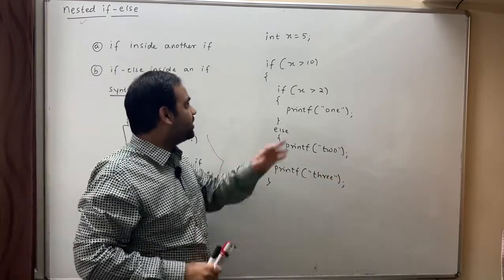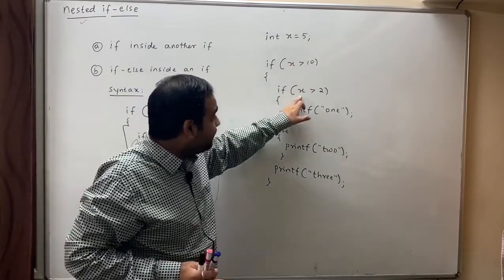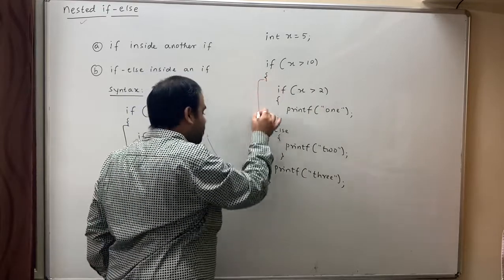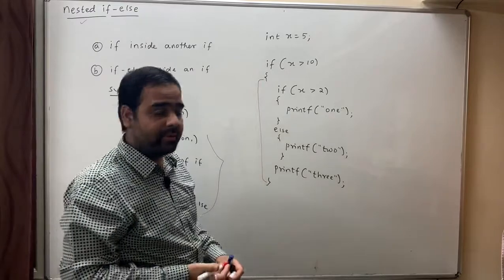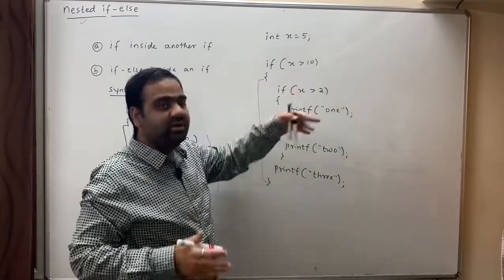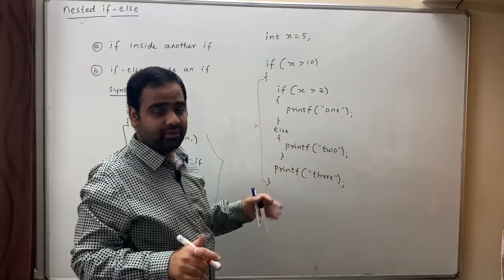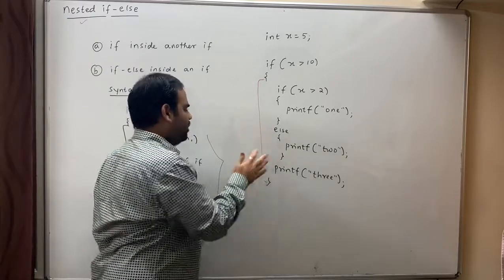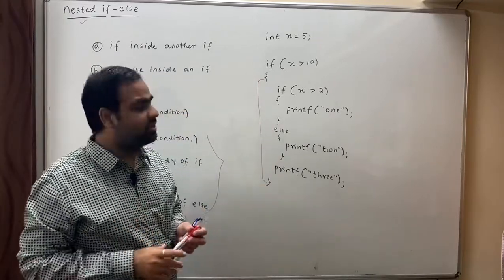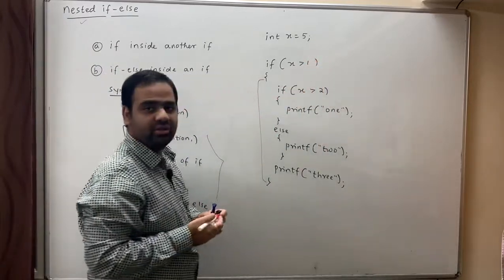First, evaluate this condition. 5 greater than 10 is false. That means even though 5 greater than 2 is true, it won't be evaluated because this complete body has to be skipped. Why does it have to be skipped? Because 5 greater than 10 is false. It should not evaluate this part. Is that okay? Therefore, the output of this question is nothing, nothing gets executed.